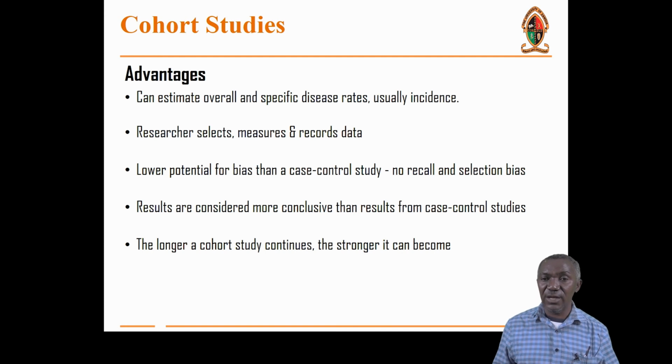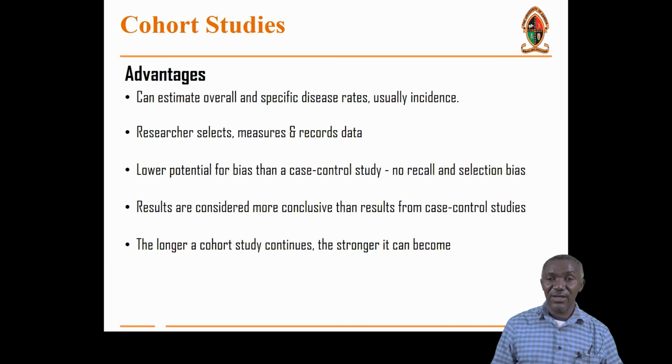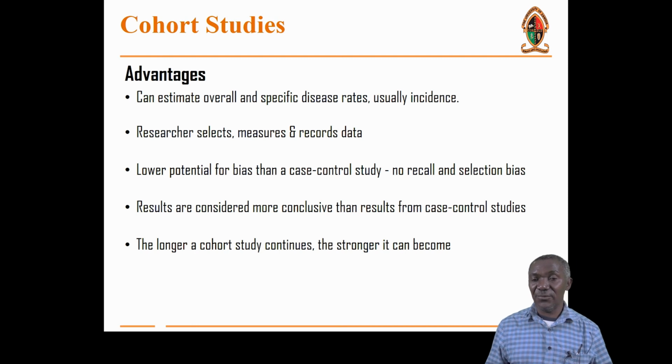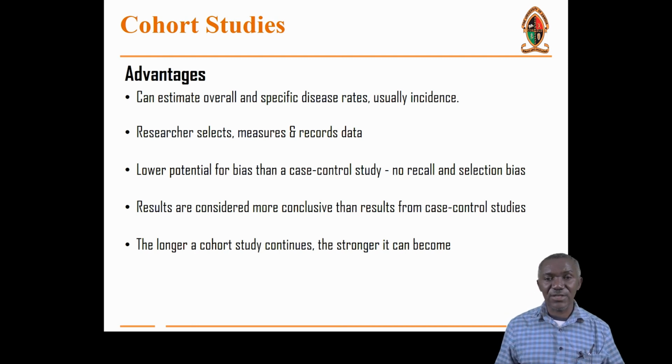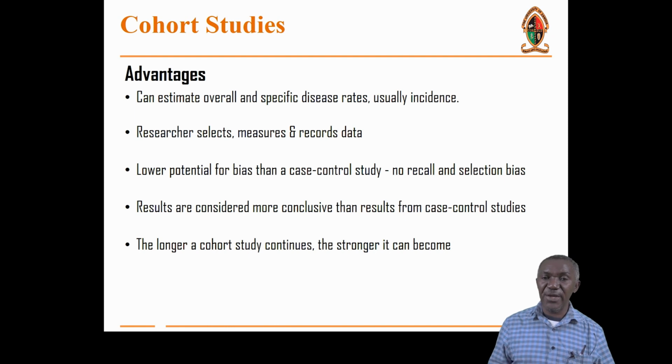Here we don't have recall, people don't have to recall things. Because this is prospective, we are seeing things the way they are unfolding, it gives us a high chance to control for potential confounders well. Results are also considered more conclusive if you compare them with those obtained from a case control study or an observational study. Results obtained from the cohort study are more conclusive.